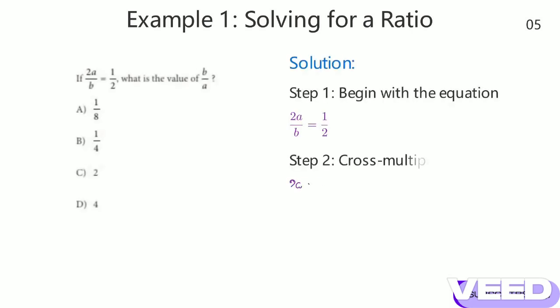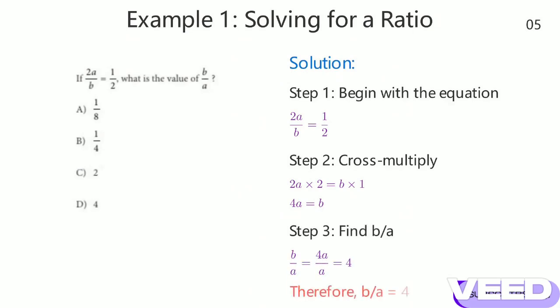Let's solve our first example. We have the equation 2a over b equals 1 over 2, and we need to find the ratio of b over a. First, let's use cross multiplication to solve. We multiply 2a times 2, which equals b times 1. This simplifies to 4a equals b. Now we can find the ratio b over a, which is 4a over a, which equals 4. Therefore, b over a equals 4, which corresponds to answer choice D.